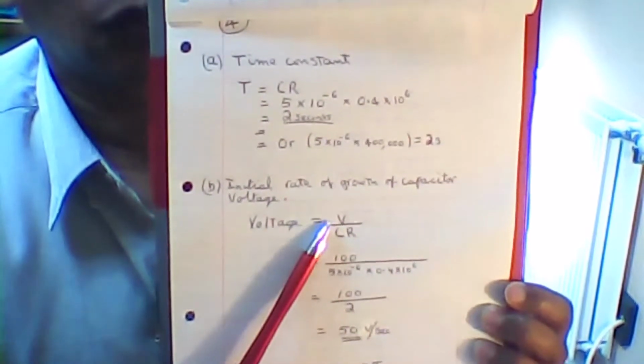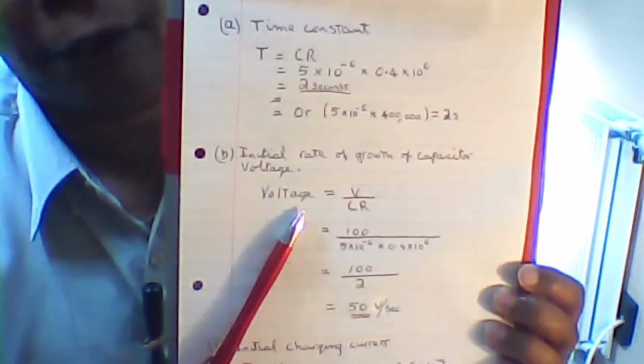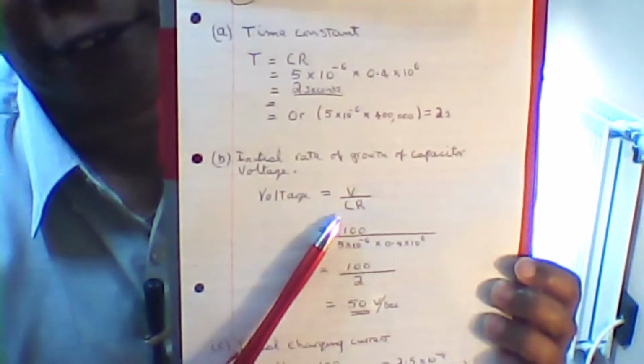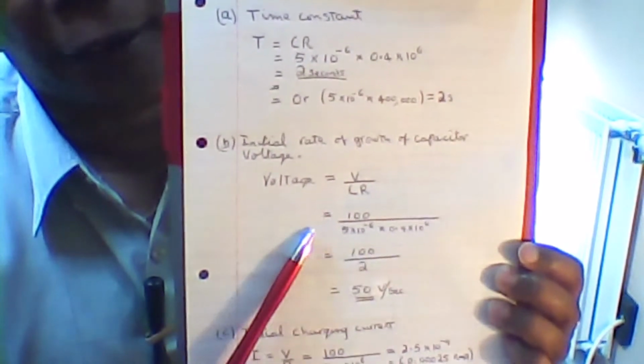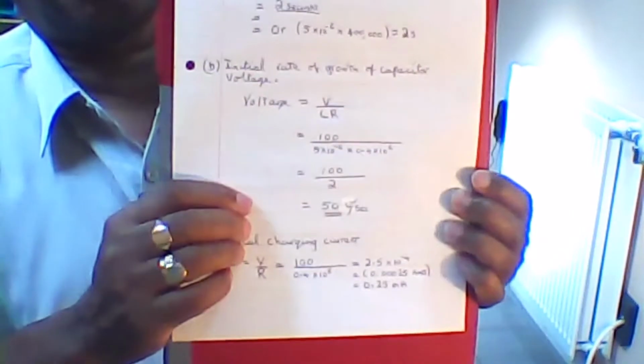Now B, initial rate of growth of capacitor voltage. Rate of growth of voltage equals V over C times R. And here we have this. And again, I don't need to be too long on that for you.